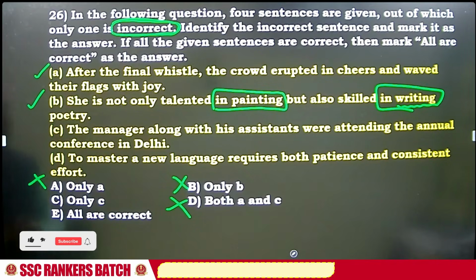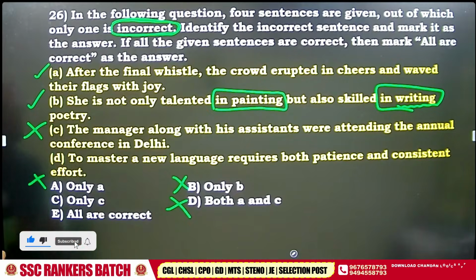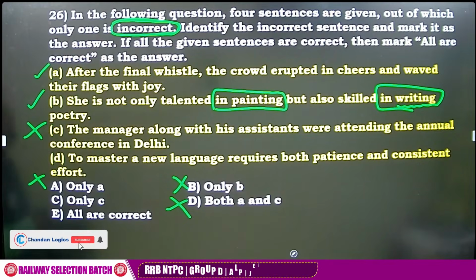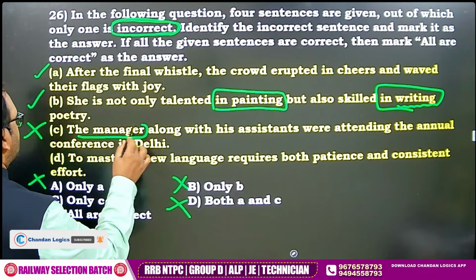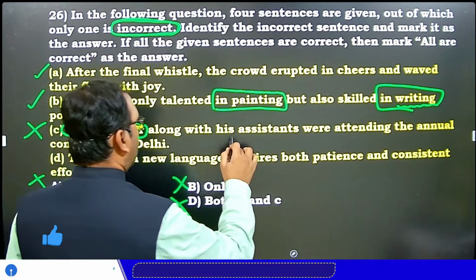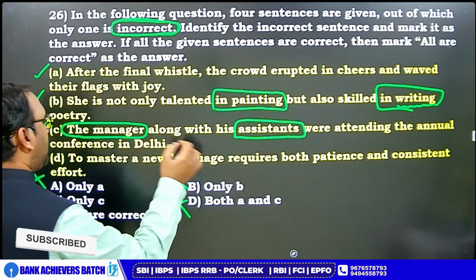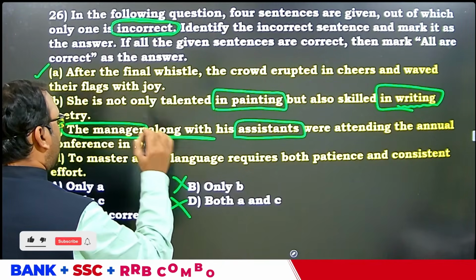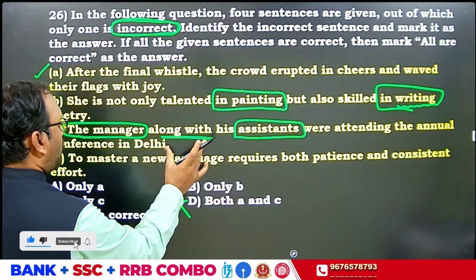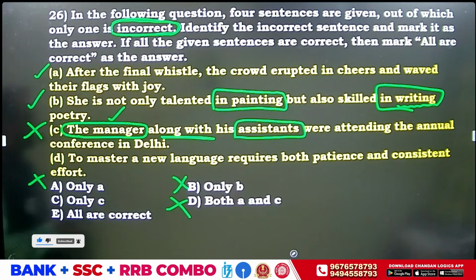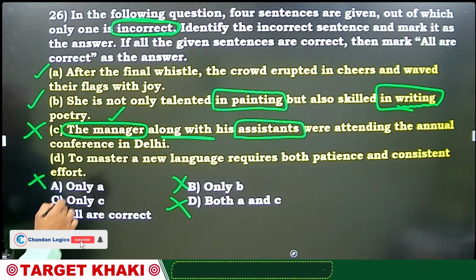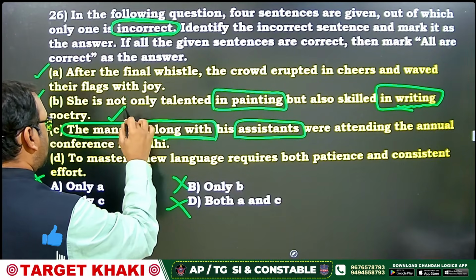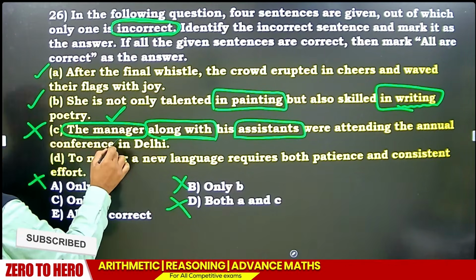Look at the option C. The manager along with his assistants. Yes, my dear friends, this is absolutely a wrong sentence. Here you are talking about manager, and here you are talking about assistants. But in between the manager and assistants, you find along with. Whenever there are 2 subjects and in between along with, the first subject becomes the main subject. I repeat, when there are 2 subjects like A and B, and in between along with comes, the first subject becomes the main subject. Means here manager is the main subject.